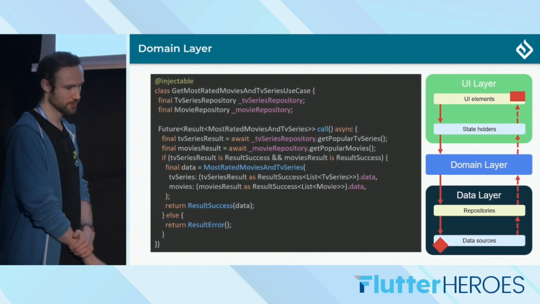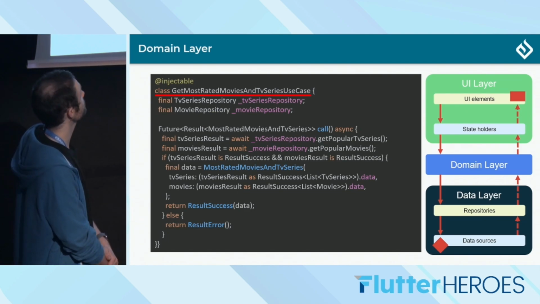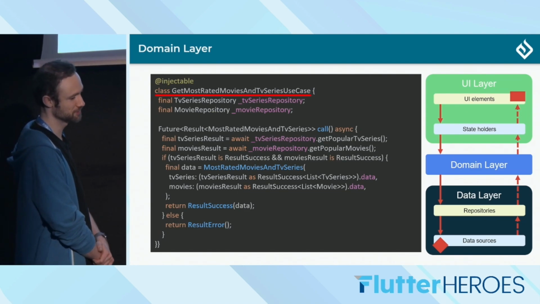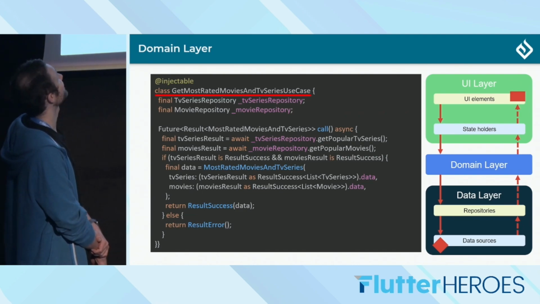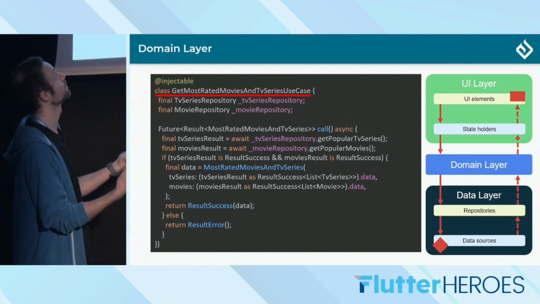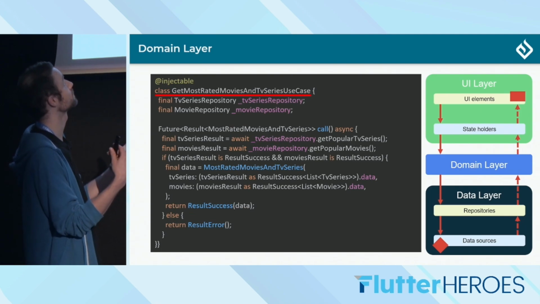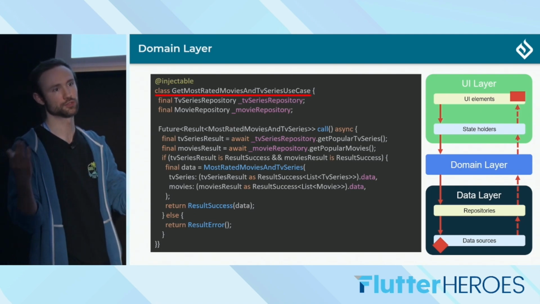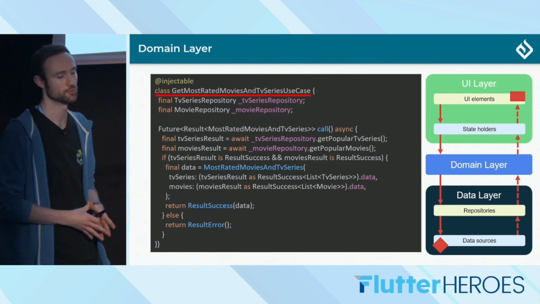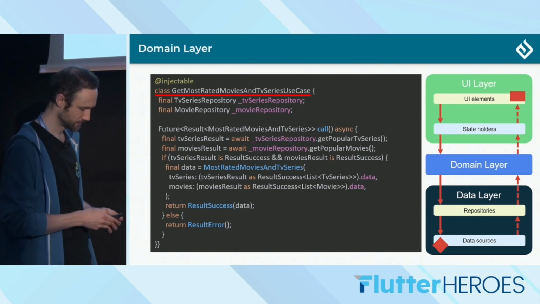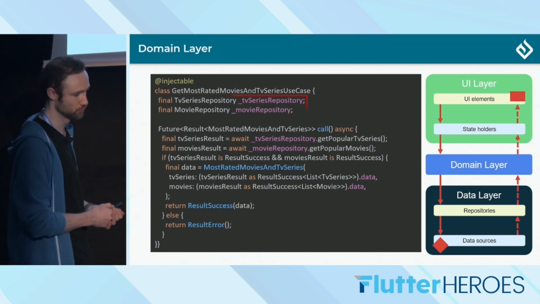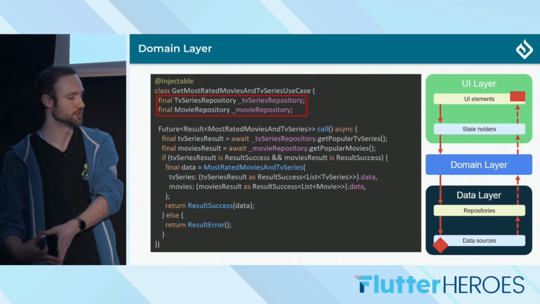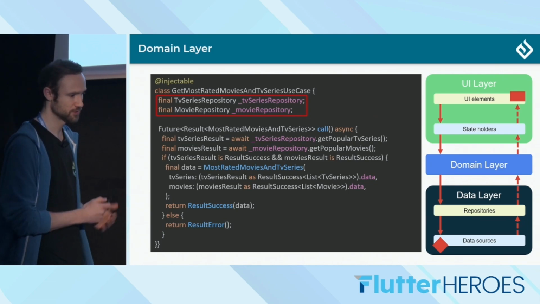So here we have a class. It's a simple class with this super short name, GetMostRatedMoviesAndTVSeriesUseCase. So that's nice. So what do we want to do here? We want to show a list of the top most rated movies and TV series. So two data types combined and shown in one screen. And here we of course then need two repositories, one that handles the movie type and one that handles the TV series type.